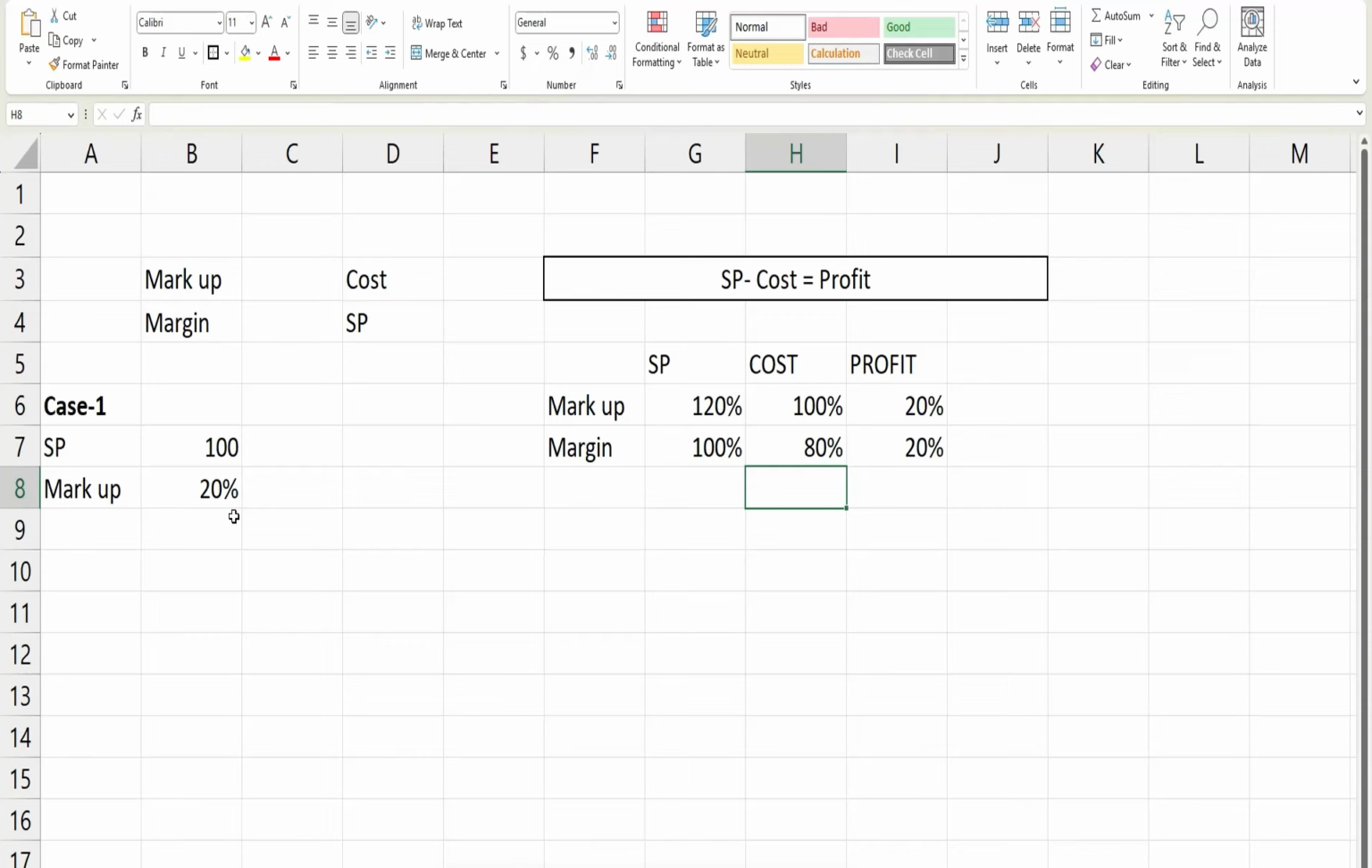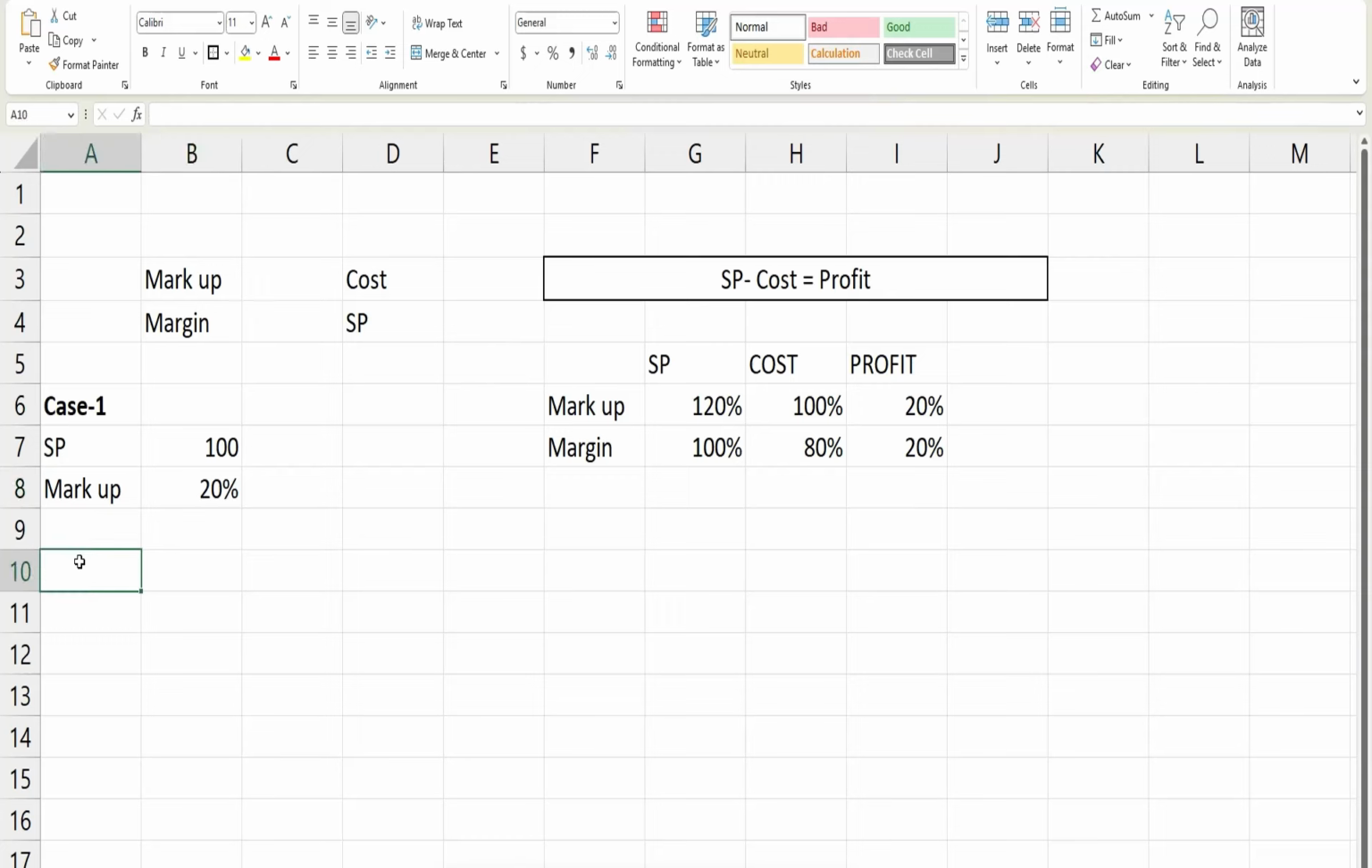Now, if the markup is given, suppose in our case it's 20%. In that case, our selling price will be 120% and our cost 100% and profit will be your 20%. The difference of these two will be 20%. But in case 20% margin is given, in that case your profit will be the same as it is and your selling price will be 100. Now the cost will be 80%.